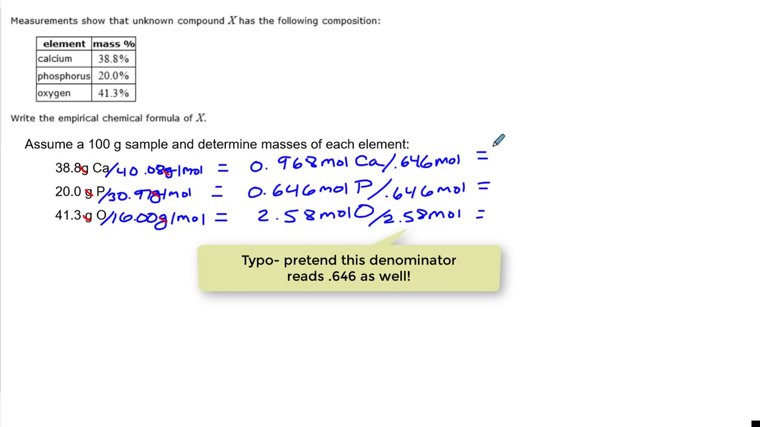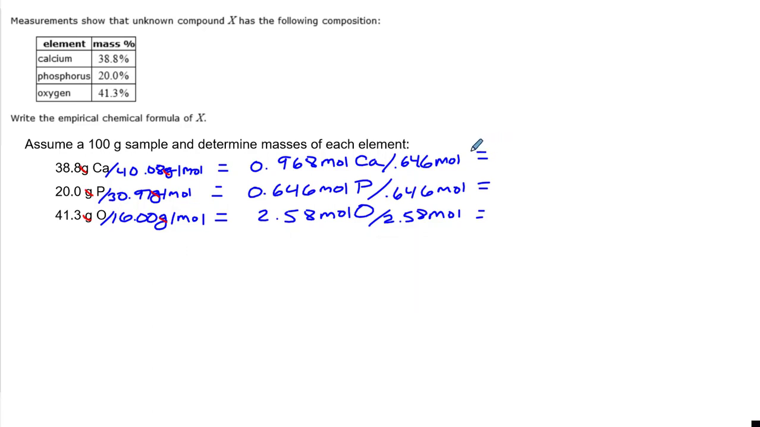Now when I do this, I'm going to round to the nearest whole number or fraction. If you're not getting very close to a whole number, within one tenth of a whole number pretty much, then round to whichever fraction is nearest. For example, 0.968 divided by 0.646 gets you something about 1.49, which is pretty close to 1.5, and 1.5 is the fraction 3/2. So instead of a whole number for this one, I'm going to write that as the fraction 3/2 calcium.